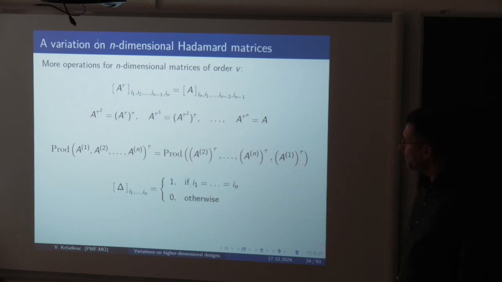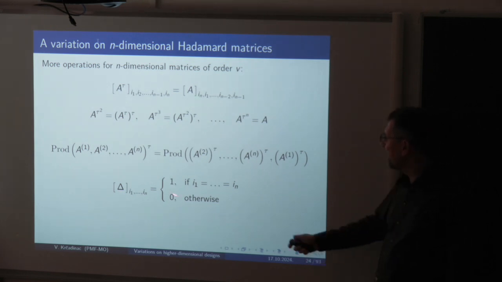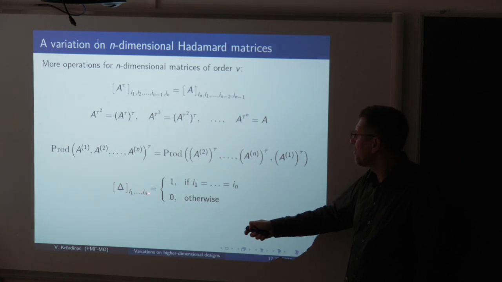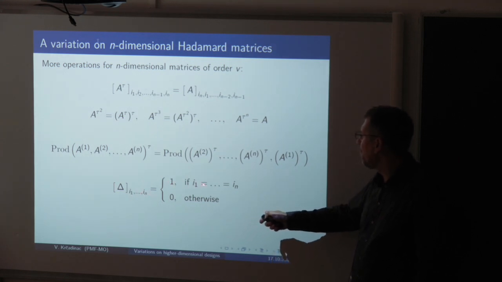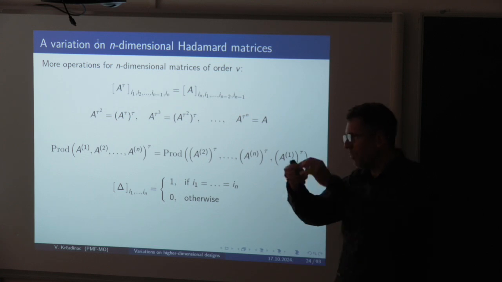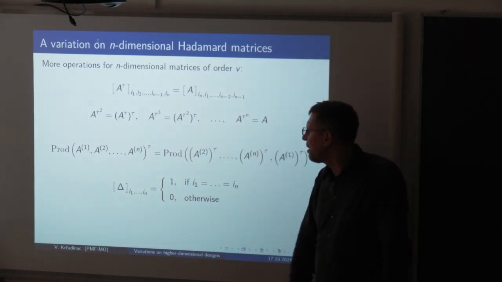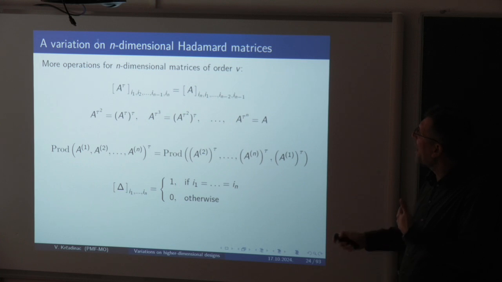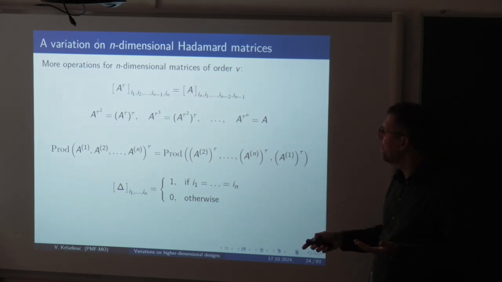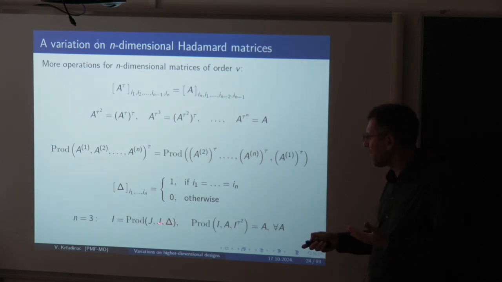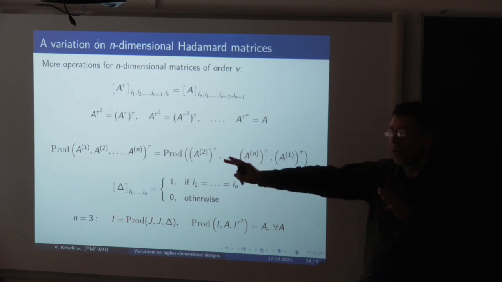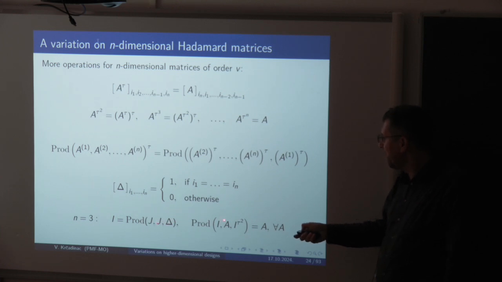Here is what you would maybe call an identity matrix. So it's just a higher dimensional Kronecker symbol: 1 if all of the arguments are the same, and 0 otherwise. 1 on the diagonal and 0 everywhere else. But this is actually not an identity element for this BM product, but it's related. So for n equals 3, you can define this I matrix as a product of J, which is just the all ones matrix, with this delta, and then it works. So if you put A here and I and the transpose of I here, it's going to give you back the same matrix.